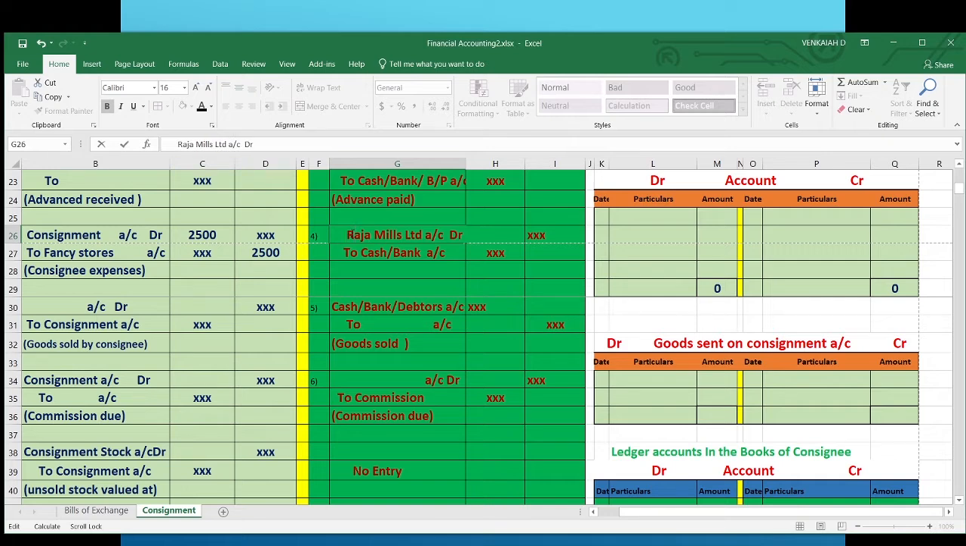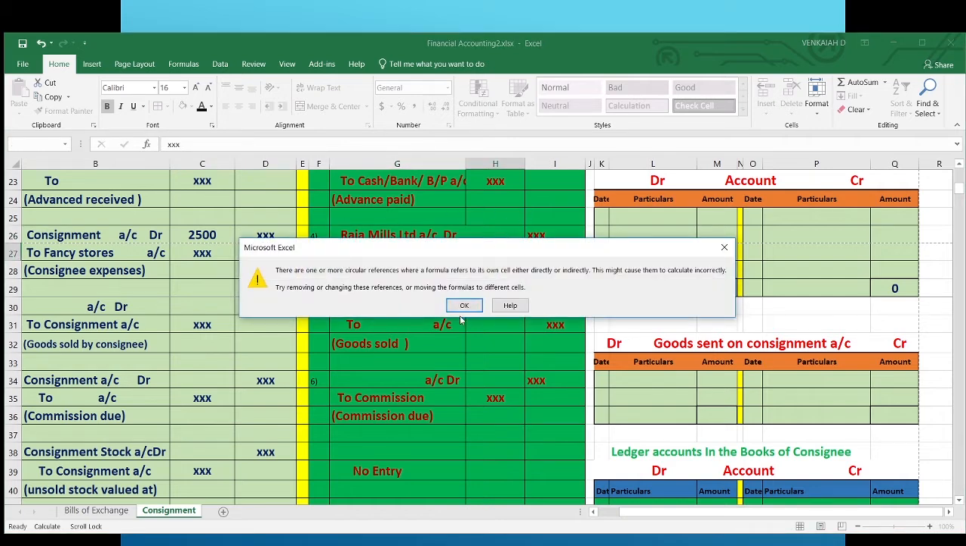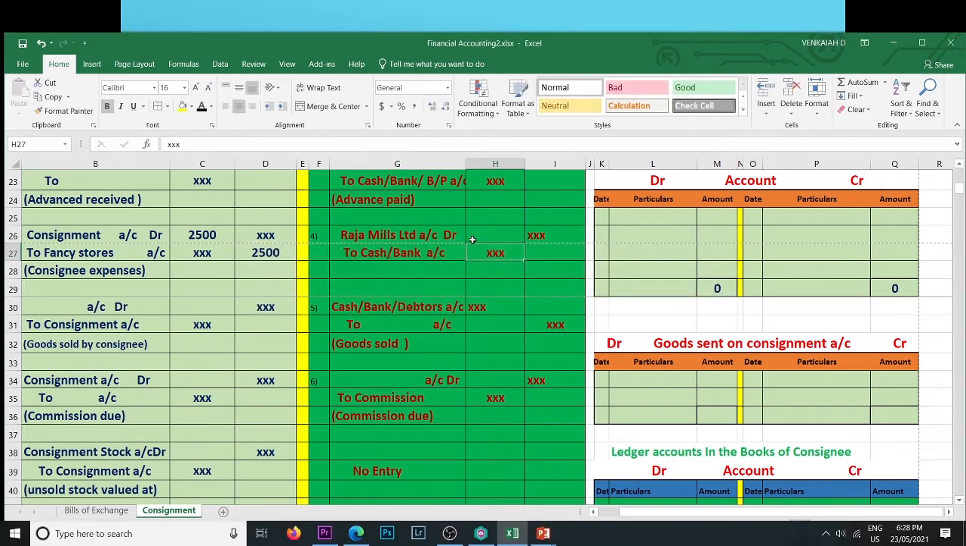So everything is already known to me. That's why I prepared. When you have memorized the entry, you can also write like this. 2,500. Expenses of sales. Right. Next one is sales.